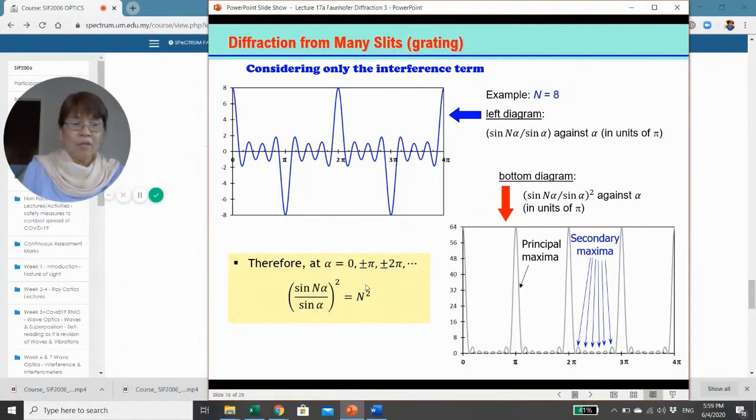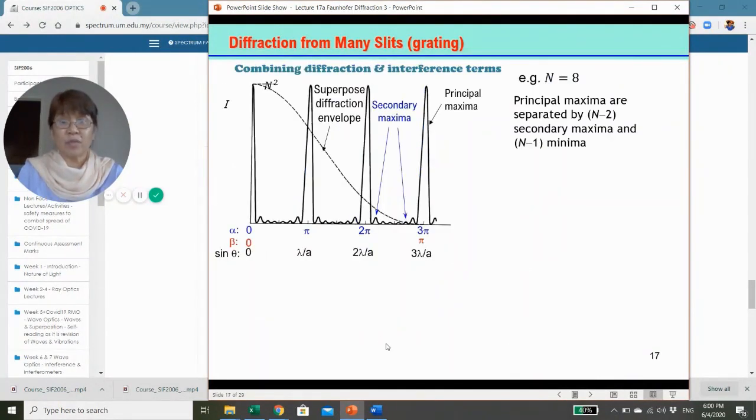So this is the result. Therefore, at alpha equals integer multiples of pi, you'll find that the squaring of this ratio actually gives you a value equal to n squared. Now, I told you that I was using n equals 8, so you can see that the peaks all take a value of 64. That definitely shows us that the L'Hopital's rule that we considered just now holds here. And that's the result that we get.